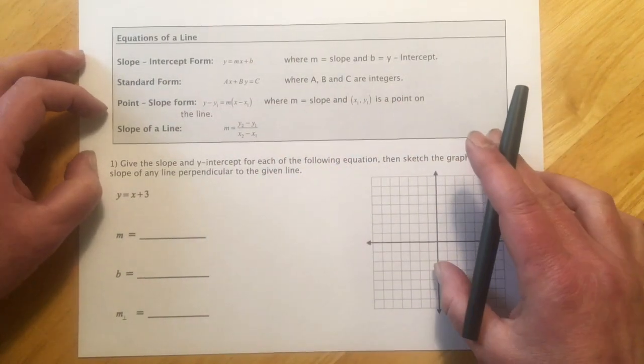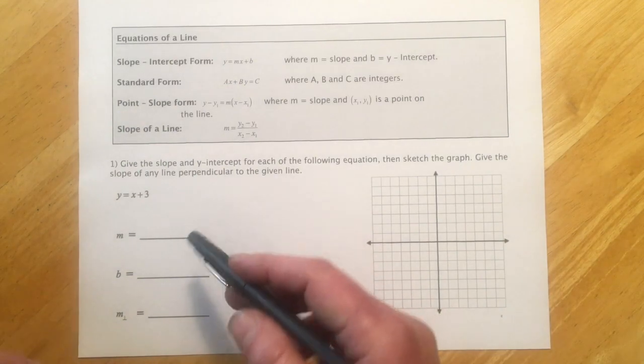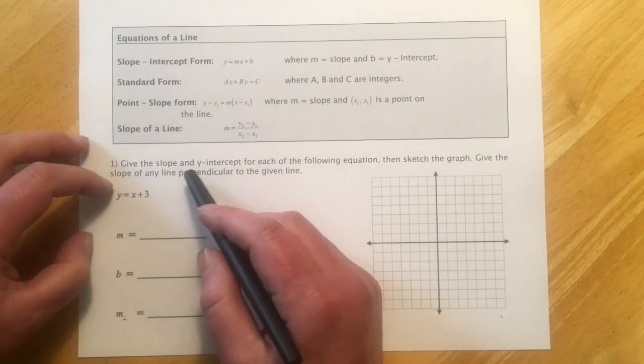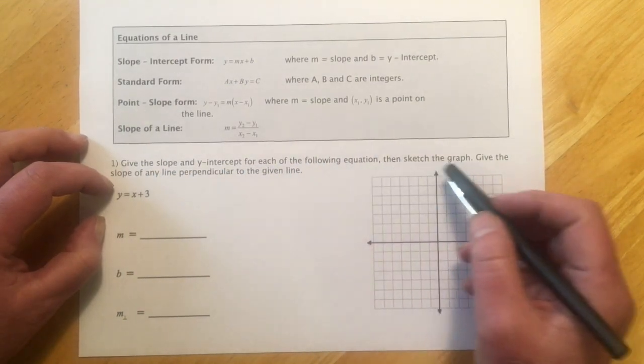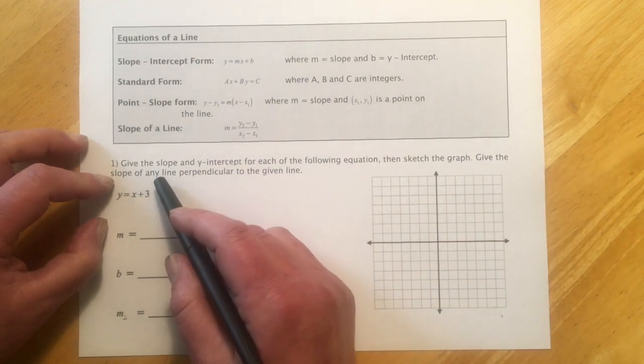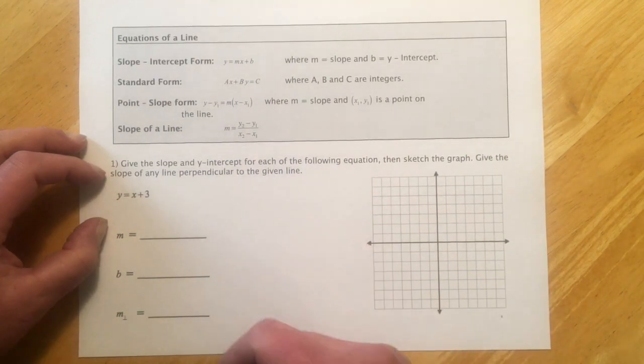So let's see what we can do with some of this, and we're just going to have a bunch of different prompts, and from that we're going to find equations. So this one: give the slope and y-intercept for the following equation, sketch the graph, and give the slope of any line perpendicular to the line.